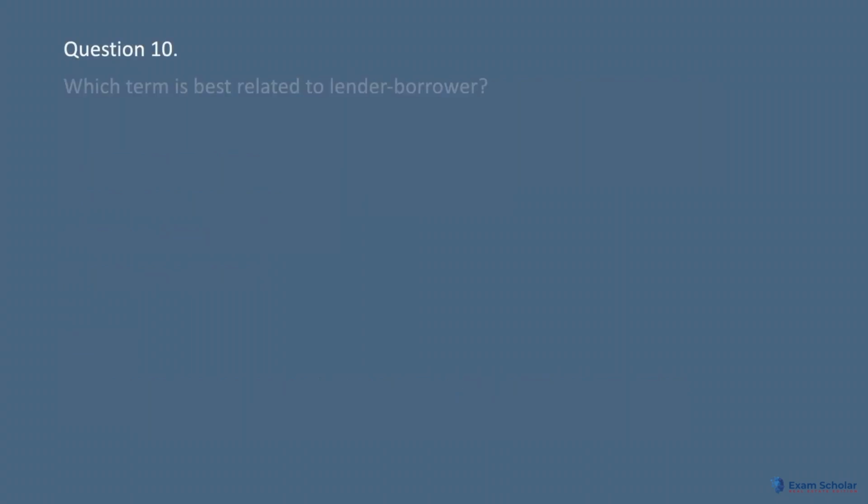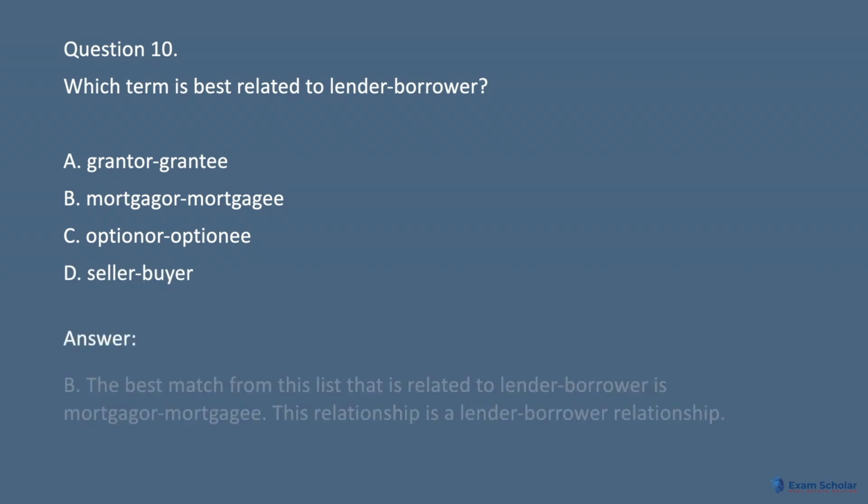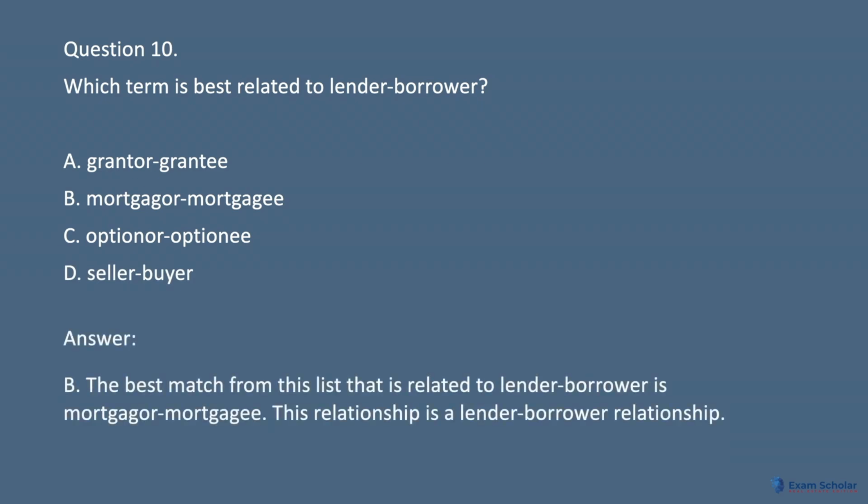Question 10. Which term is best related to lender-borrower? A. Grantor-grantee. B. Mortgager-mortgagee. C. Optioner-optionee. D. Seller-buyer. Answer: B. The best match from this list that is related to lender-borrower is mortgager-mortgagee. This relationship is a lender-borrower relationship.